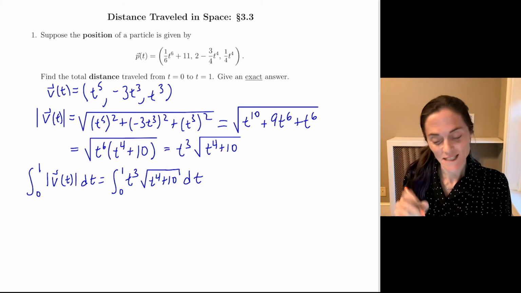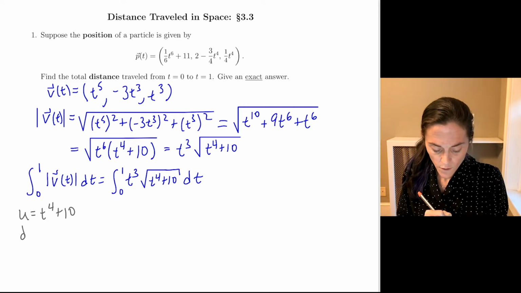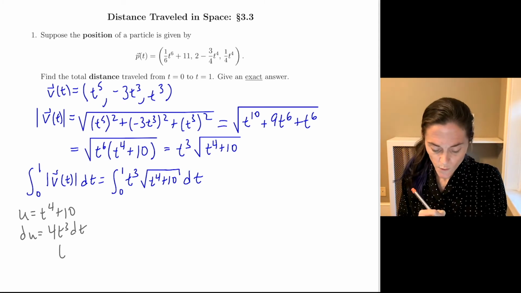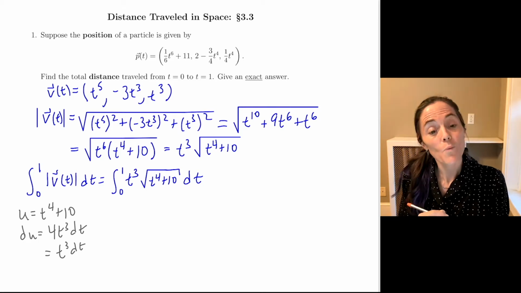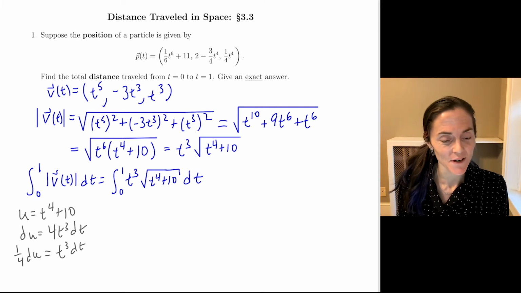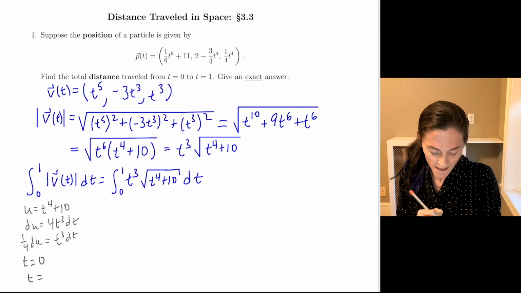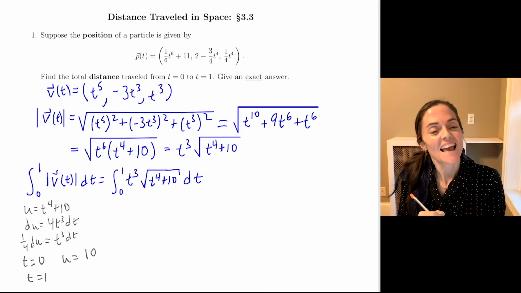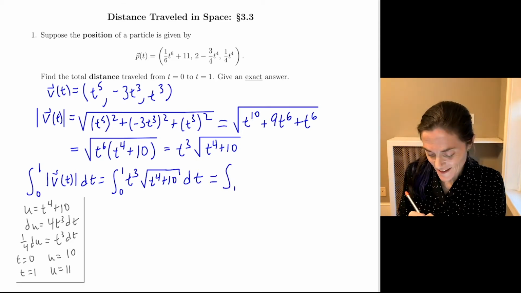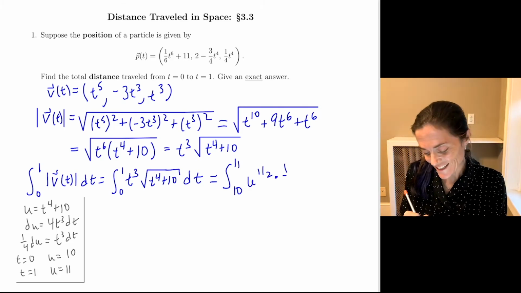So let's write the work for substitution here. My u is t to the 4th plus 10. du, well, we take the derivative, 4t cubed dt. So you notice we have t cubed dt. This will be 1 over 4 du. Now, people who know me know I change my limits of integration to u limits of integration. So you notice t ranges from 0 to 1. When t is 0, u is 10. And when t is 1, u is 11. I have an integral from 10 to 11 of u to the 1/2 times 1 over 4 du.